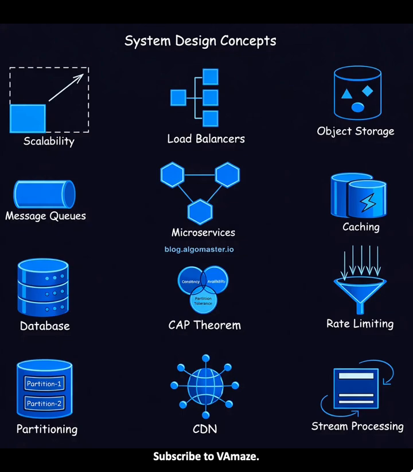CDN, Content Delivery Networks, bring your static content physically closer to your users. Instead of everyone hitting your origin server in one data center, CDN nodes around the world serve cached copies of your assets locally: lower latency, higher availability, and dramatically reduced origin load.